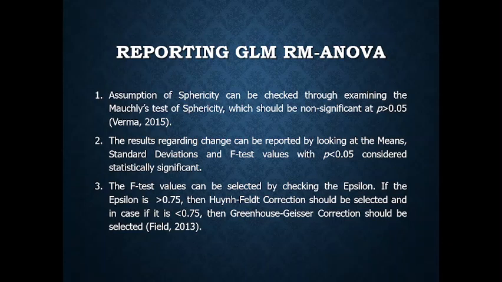Then the result regarding the change can be reported by looking at the means, standard deviations, and F-test values, and again the F-test can be reported by looking at the significance level, which should be lesser than the 0.05 level. The F-test value can be selected by looking at the epsilon, and if the epsilon is greater than 0.75, then the Huynh-Feldt correction should be selected, and if it is below 0.75, then the Greenhouse-Geisser correction should be selected.